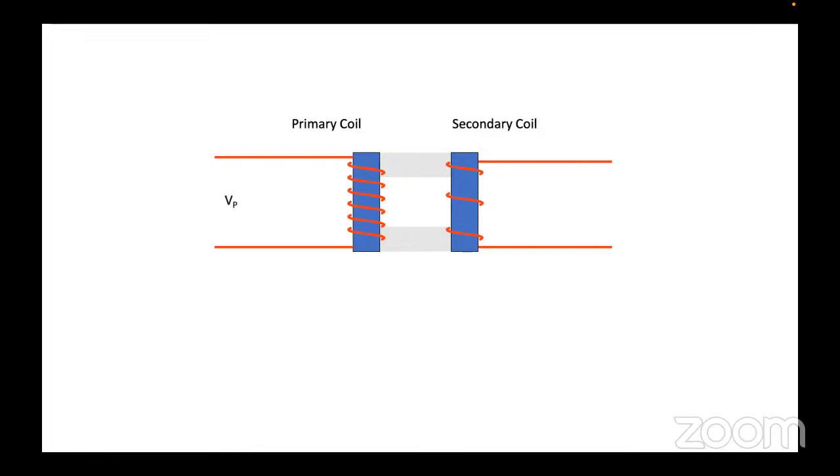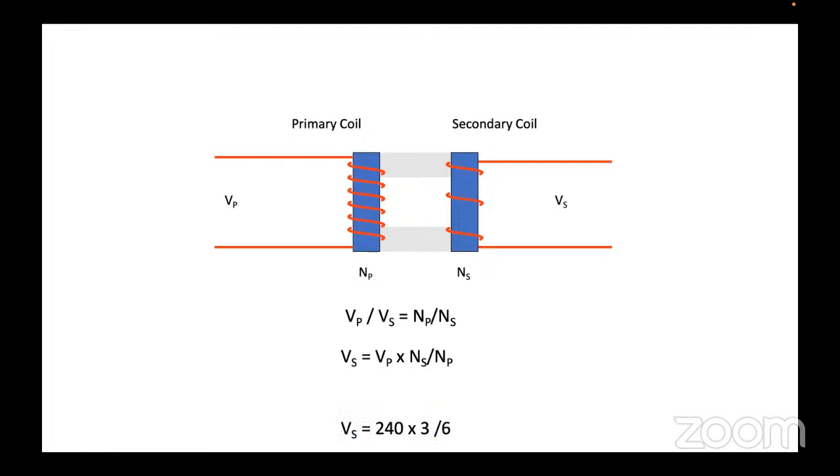So the voltage, say if this is a primary voltage VP, and the number of coils in the primary is NP and in the secondary coil is NS, the voltage VS can be calculated. So the voltage in the primary by the voltage in the secondary is equal to NP by NS. So the voltage in the secondary is equal to VP into NS by NP. So that's the equation to know whether it's going to be a step up or a step down transformer.